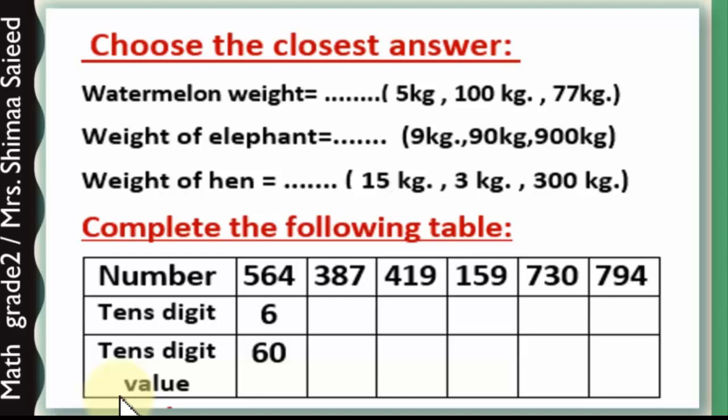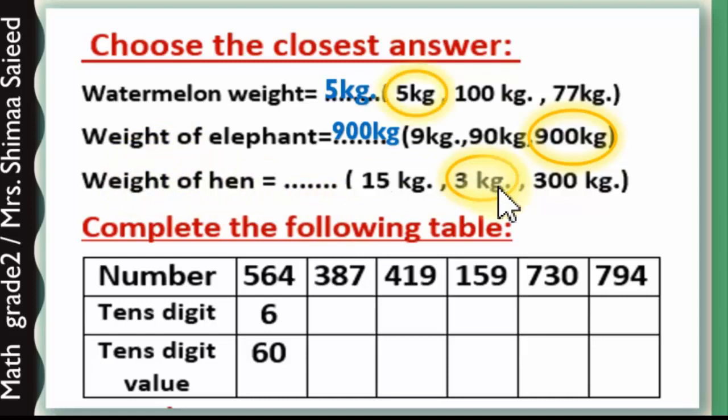Watermelon weight. Is it 5 kilogram or 100 kilogram or 77 kilogram? Excellent. 5 kilogram. What about the weight of elephant? Is it 9 kilogram, 90 kilogram, or 900 kilogram? Well done, 900 kilogram. What about the weight of hen? 3 kilogram. Excellent. So the weight of hen is 3 kilogram.